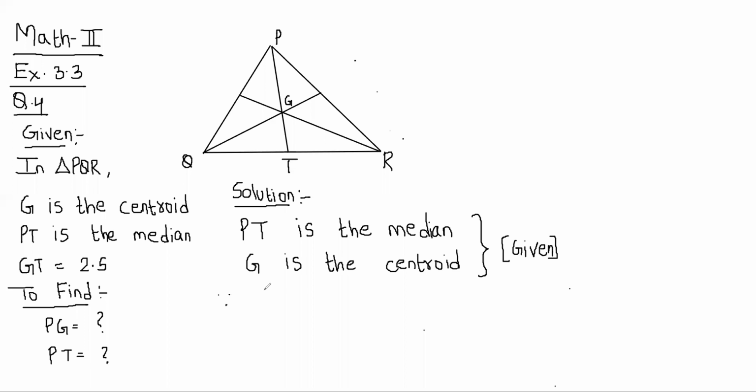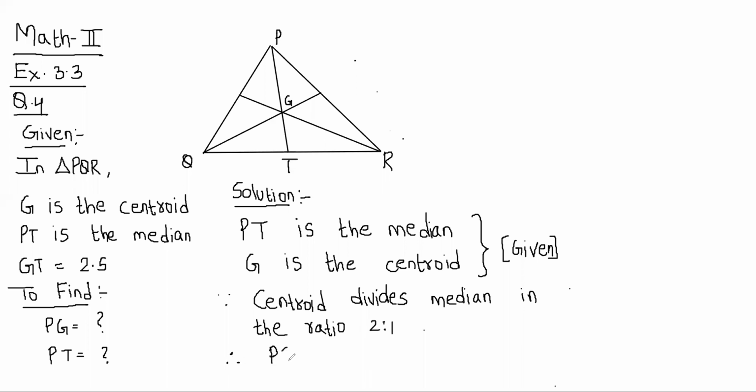Since centroid divides median in the ratio 2:1. Therefore, we'll write the first part, that is what students? The first part, vertex से लेके centroid तक, that is PG. लेकिन PG है ना, PG क्या होगा?